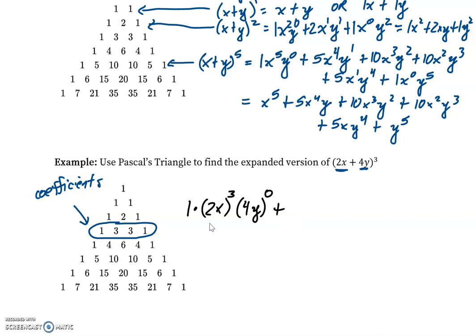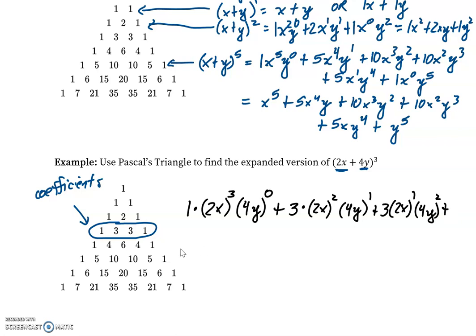And then we're going to say, okay, I go to the next term. It should have a coefficient of 3 times, well, 2x, I'm going to bring that power down by 1. So I'm going to say squared. And 4y, I'm going to bring that power up by 1, so to the first. The next number is also 3. 2x, again, bring that power down by 1, so to the first. 4y, bring it up by 1, so square it.